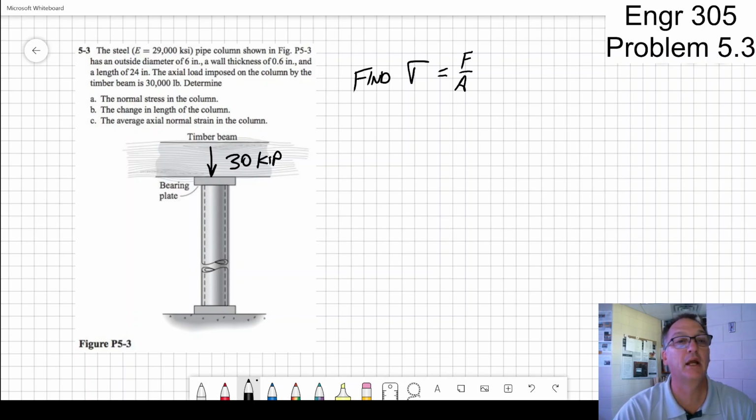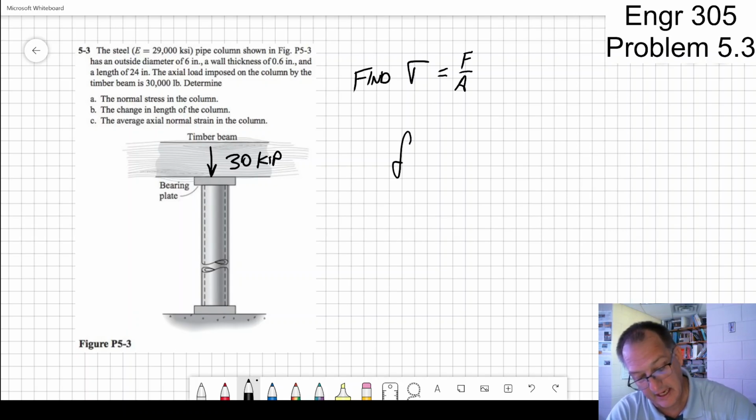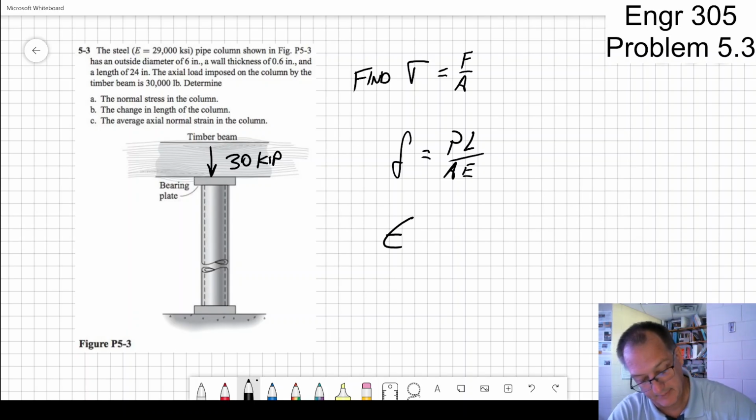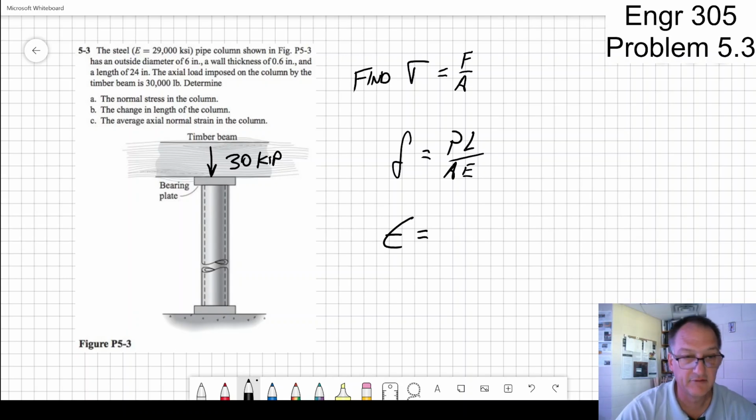Okay. The change in length of the column. Well, I'm jumping ahead, but if you go to the study guide, you're going to get delta equals PL over AE. And if you've been in class, you know that one. And lastly, the average axial normal strain. That would just be epsilon, which, boy, how do I want to solve that one?